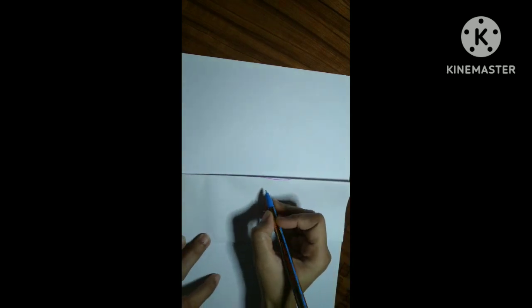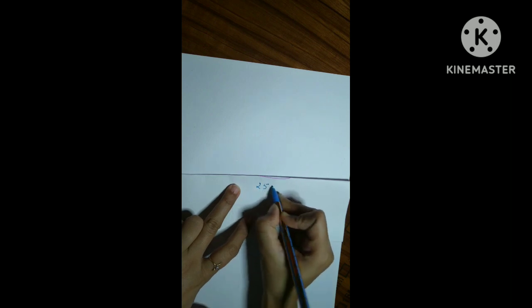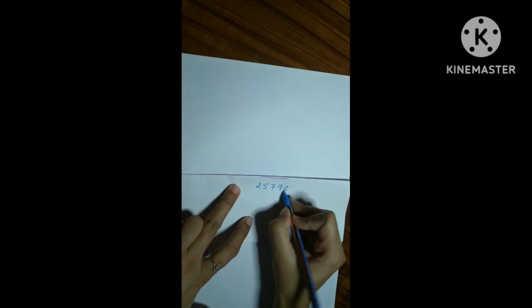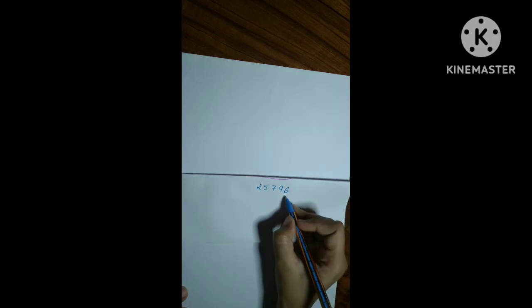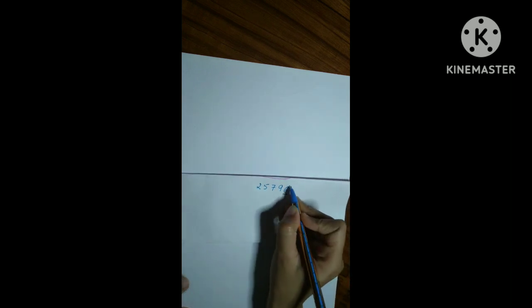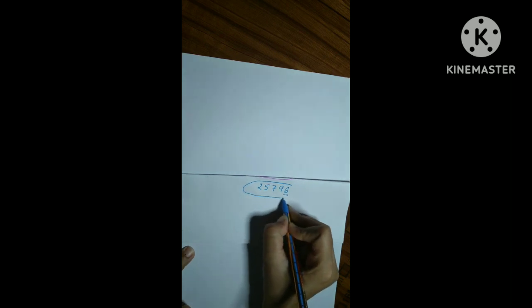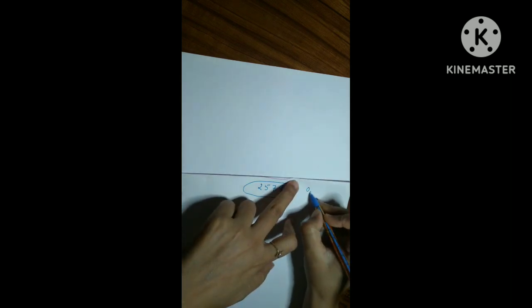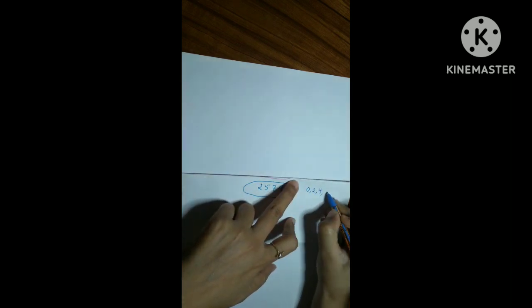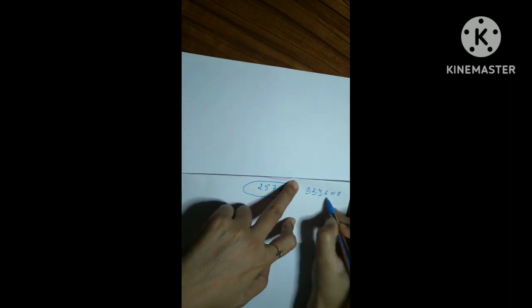Let's understand this with the help of an example. The divisibility rule of 2 says if the last digit of the given number is an even number. What is an even number? 0, 2, 4, 6 or 8. These 5 are even numbers.